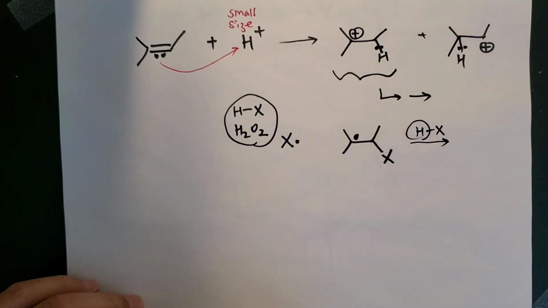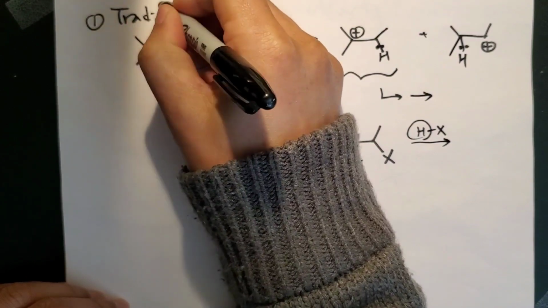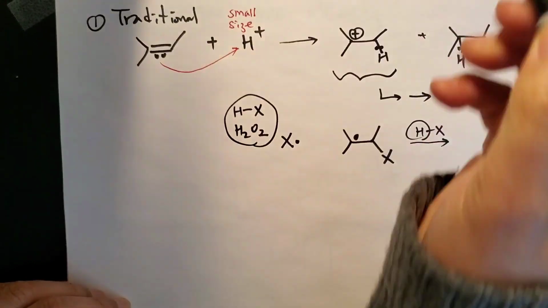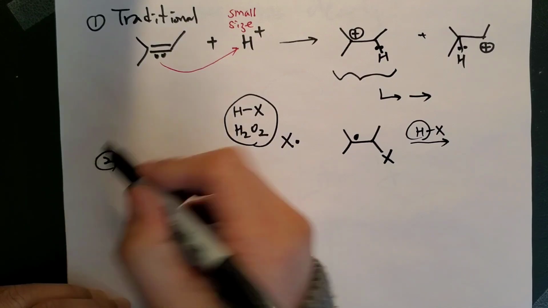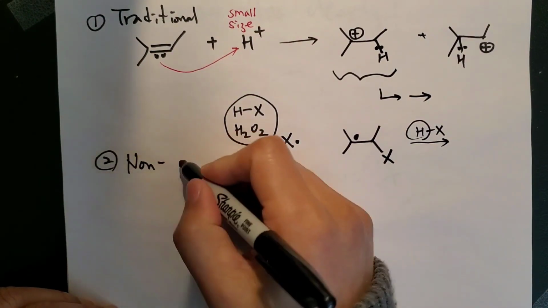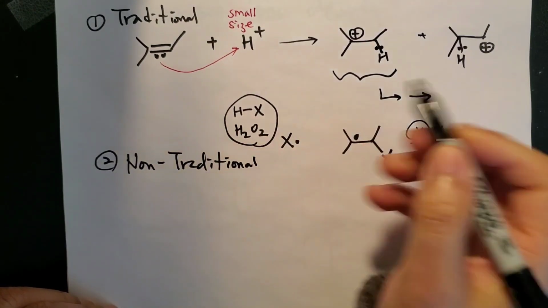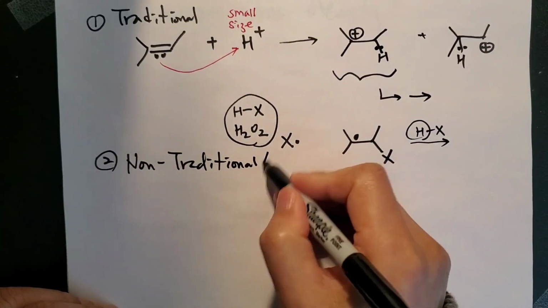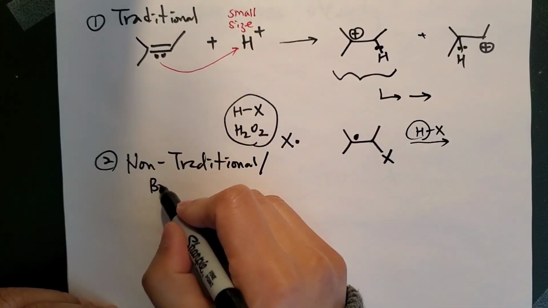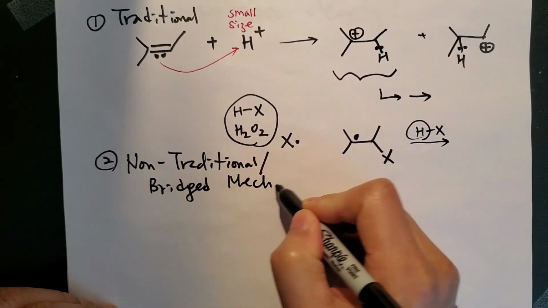So the common feature of the mechanism was that you are making a traditional intermediate, having a sigma bond formed first. So the traditional mechanism. So today's focus is on non-traditional, in other words, bridged mechanism.